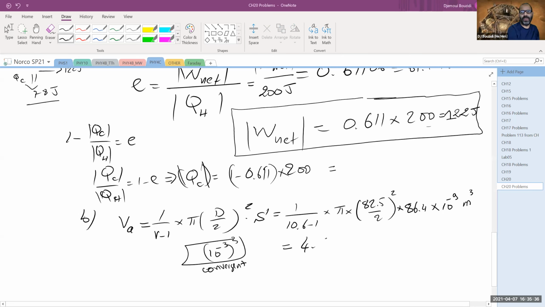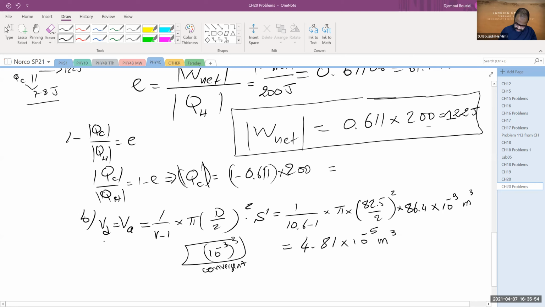So the correct answer is 4.81. I need 3 sig figs, times 10 to the negative 5 cubic meter. So I need that volume. So this is VA, which happened to also be VD, the last point, which is D. Okay. And they want us to do that.